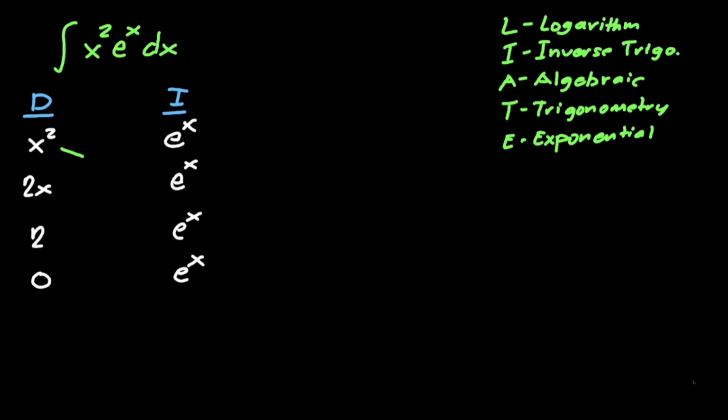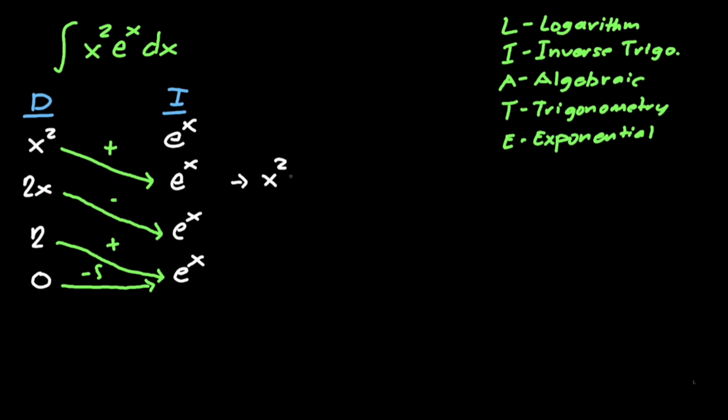So multiply x squared by e raised to the power of x, but make this first positive. Multiply 2x by e raised to the power of x, but it will be negative. Multiply 2 by e raised to the power of x, but make this positive. And multiply 0 by e raised to the power of x, but make this negative. And also add an integral. So the function will look like this.